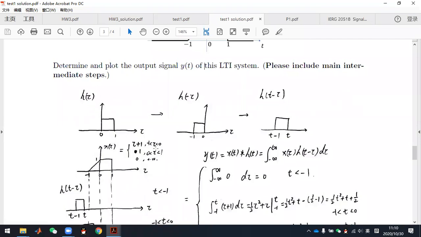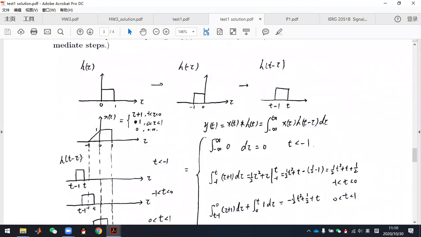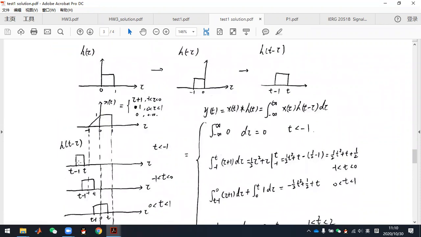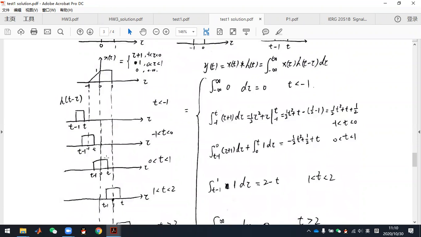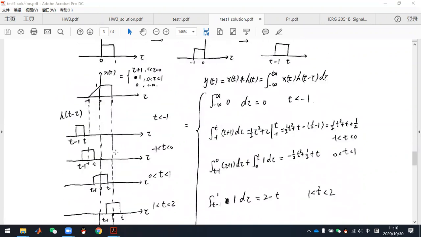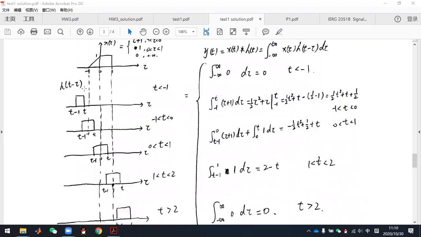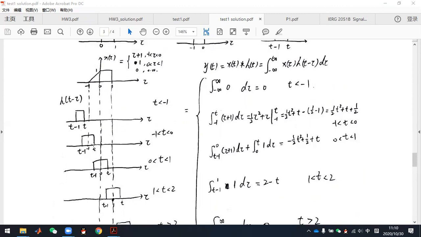This is x of tau, and we need to discuss the cases. Discuss 1, 2, 3, 4, 5 cases depending on the location of the h of t minus tau, and the t is the indicator of the location of this signal. So when t is smaller than -1, either h of t minus tau or x of tau is equal to 0. So the result is 0.